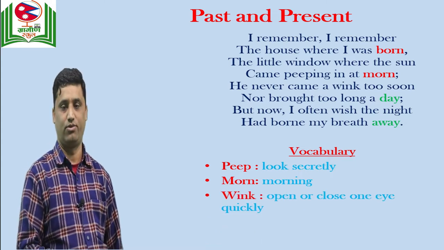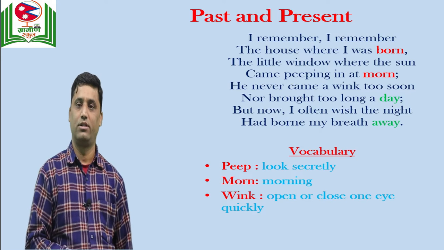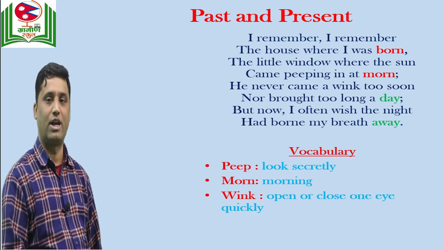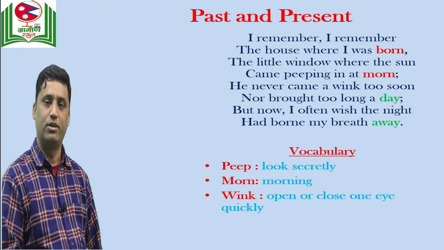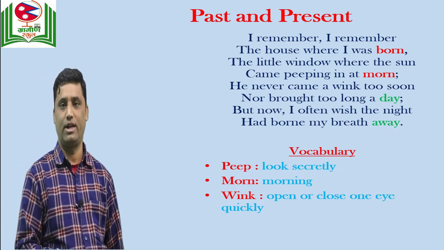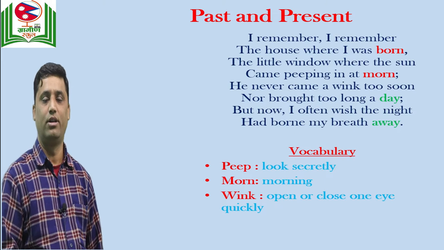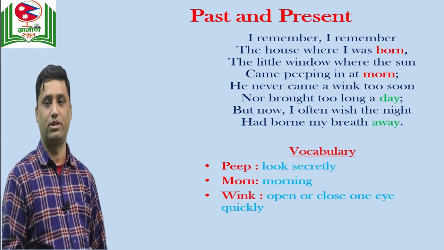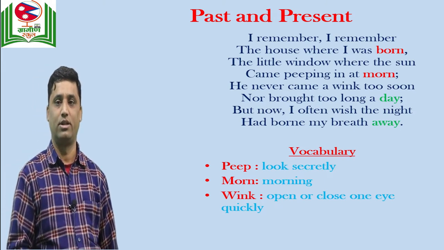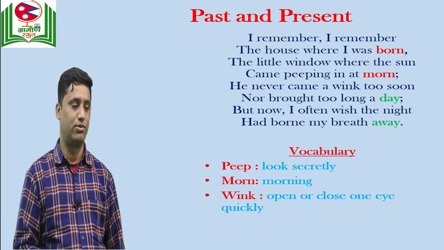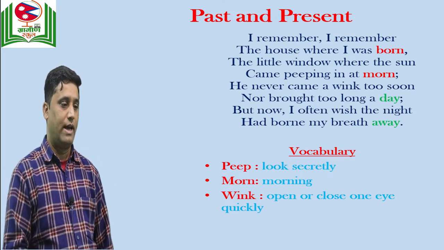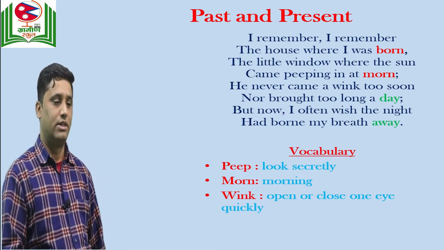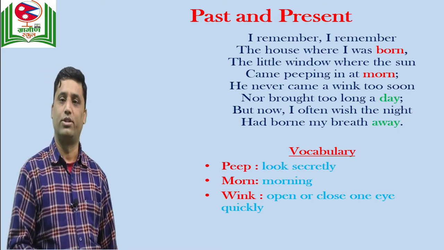And wink. What is wink? Wink is opening and closing one eye quickly. We have blink and we have wink. So we wink voluntarily, as our wish, at our will. Blinking is involuntary. This happens automatically. So they can go synonymously, right? Wink and blink. And in these lines, the poet is remembering his house where he was born.